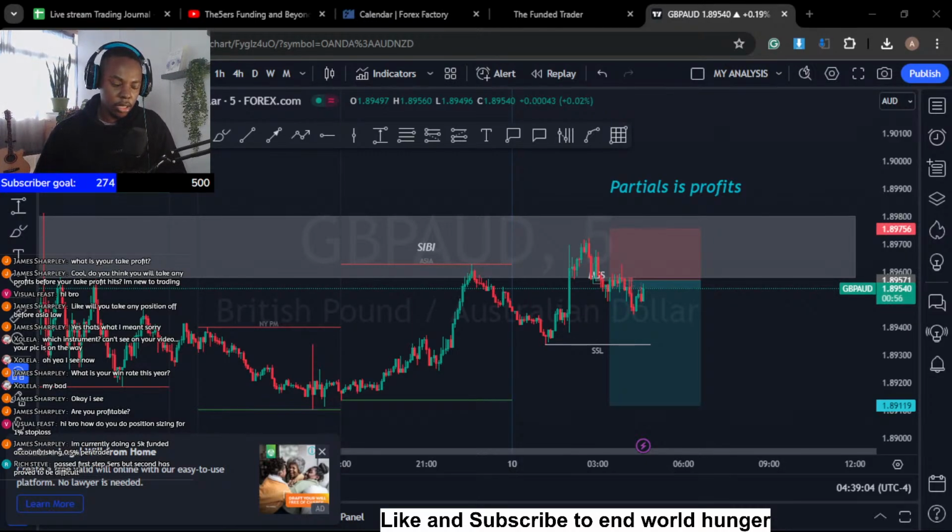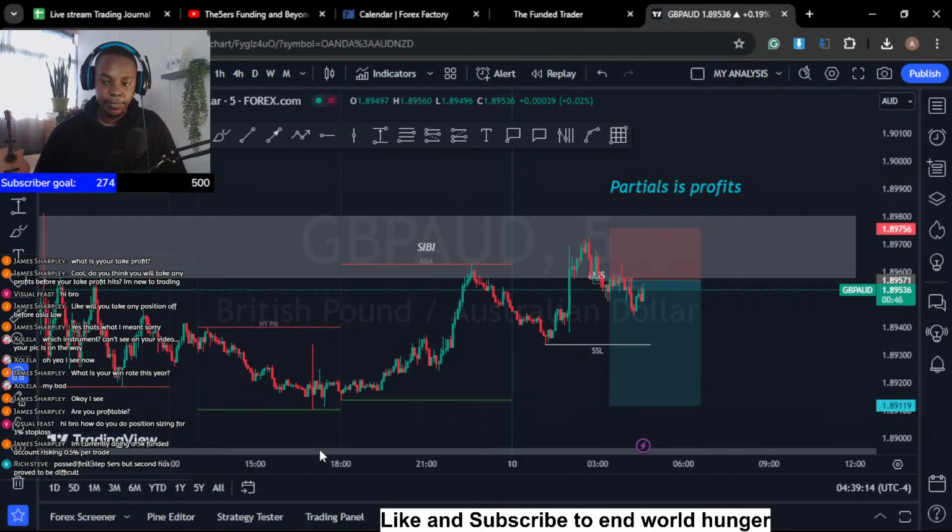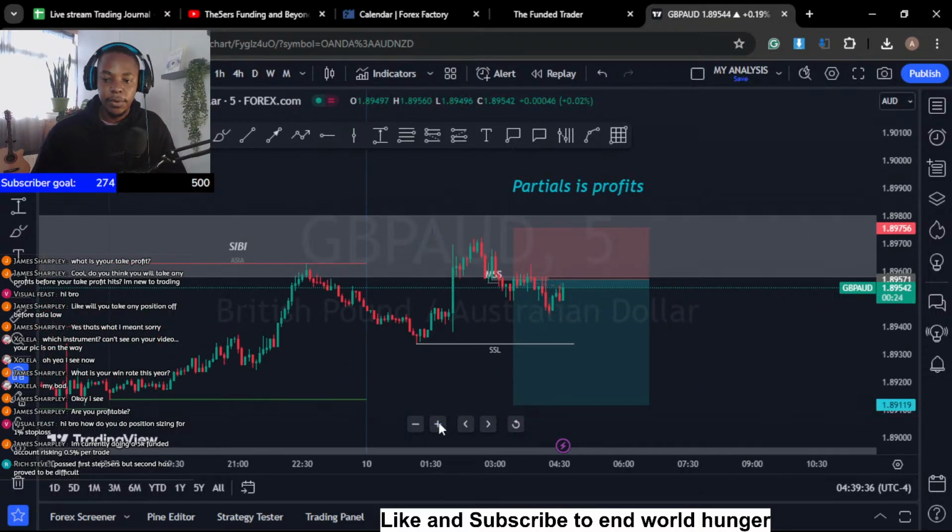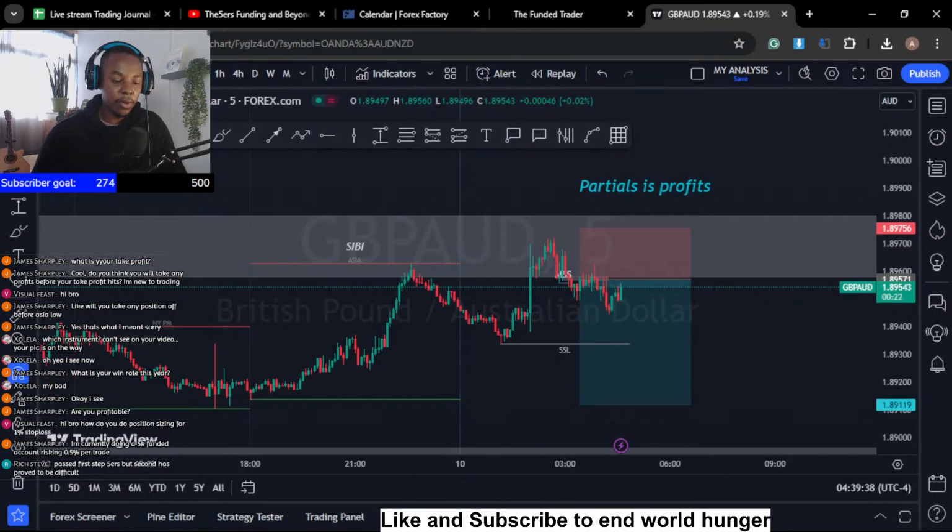How do you position size for 1%? I use a position sizer, the one that I've been sharing almost every stream. All you gotta set is 1% risk, and then you can just adjust your SL the way you want, and it'll adjust your lot size too. So whatever trade you take, you won't risk more than 1%. It doesn't matter where you put your SL.